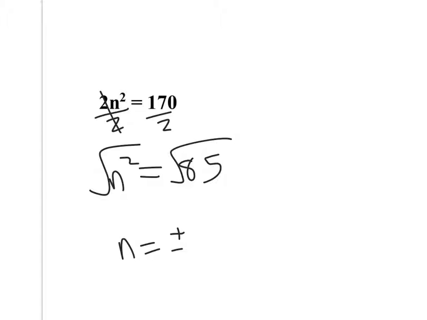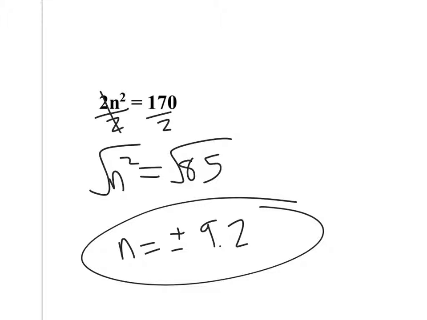Now the book assumes you have a calculator. So it says write the answer to the nearest tenth, which would be 9.2 or negative 9.2. So that would be the answer the book gives you. If you're checking your answers, this is what it wants.